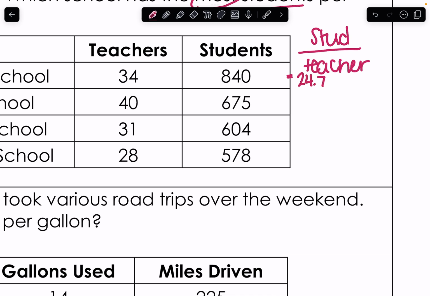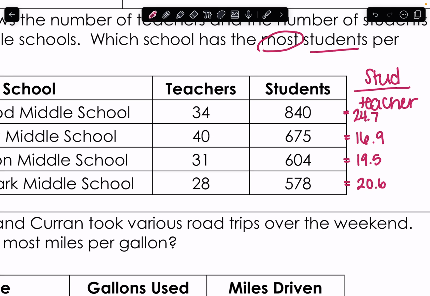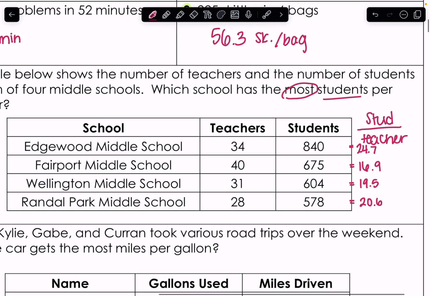This first one gives me 24.7. Then I do 675 divided by 40, which gives me 16.9. And then we do 604 divided by 31, which gives 19.5. And then the last one, 578 divided by 28, which gives 20.6. So out of all of these options, which one now, unit rate-wise, has the highest number? Which has the most, yes? Edgewood Middle School. Good. So this one.